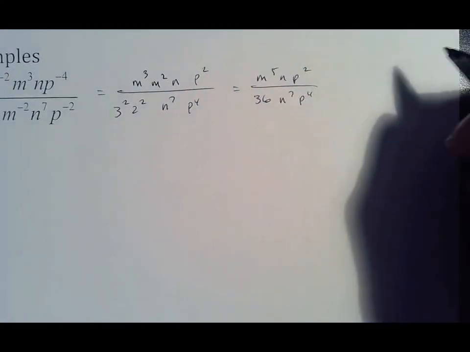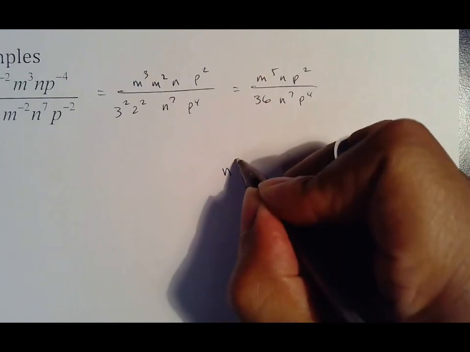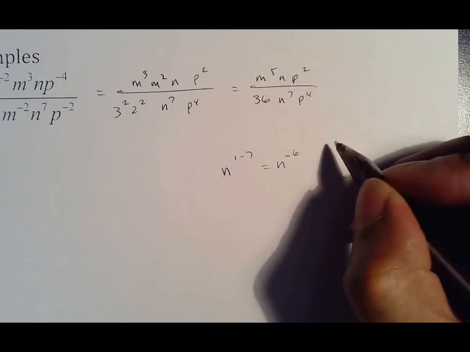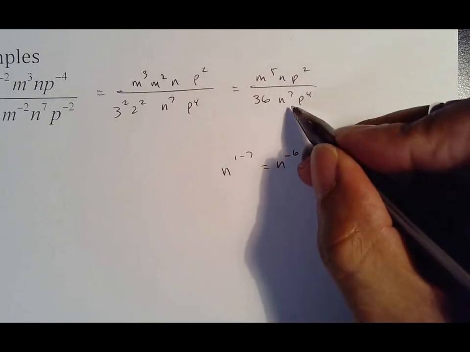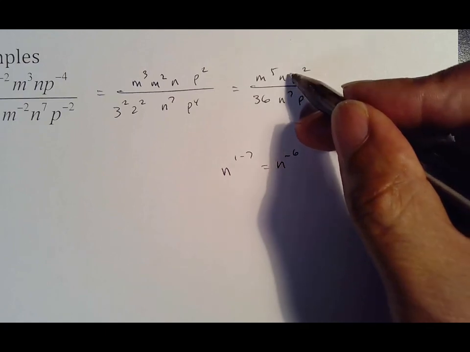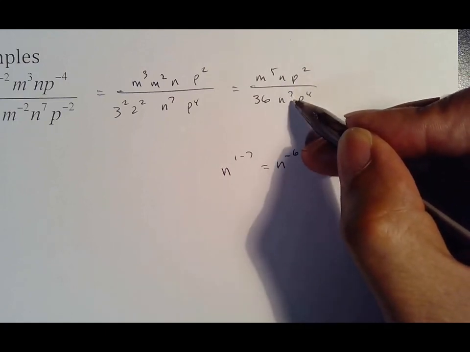Now I can do some work. And what I can do is I can go into the 1 minus 7, because that's what that's going to be, is n to the negative 6, which means my n should be obviously on the bottom. How can you know that? Because there's more n's on the bottom. 1 on top, 7 on the bottom means there should be 6 on the bottom.